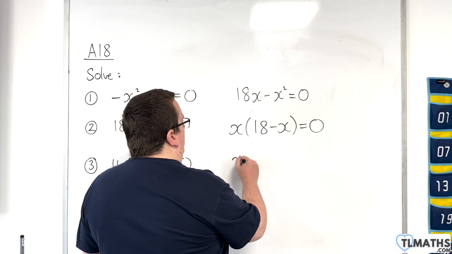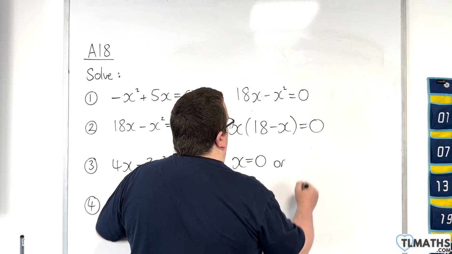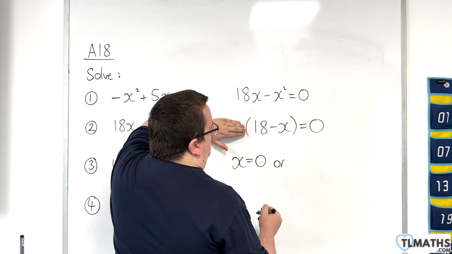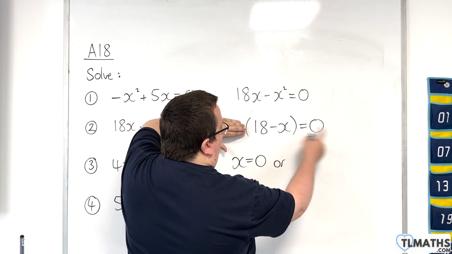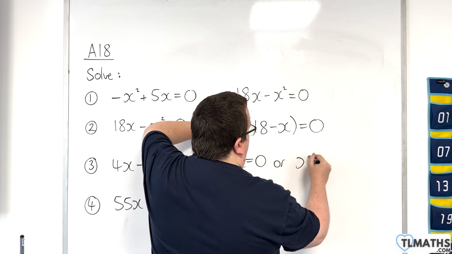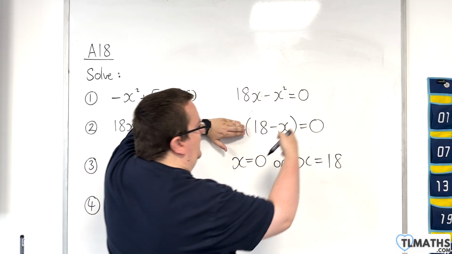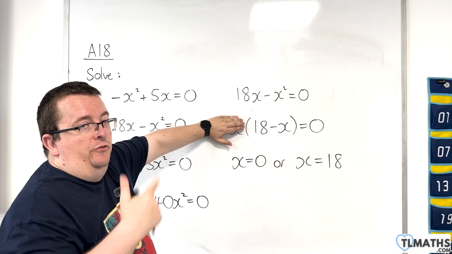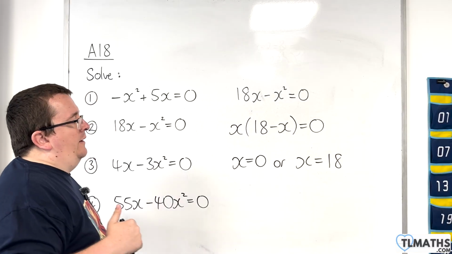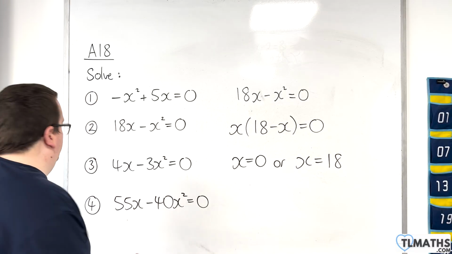So now either x is 0 or this bracket is 0. So if we add the x to both sides, we get x equals 18. Or subtract the 18 from both sides, divide through by minus 1, or times through by minus 1. We'll get x is 18 either way, okay?